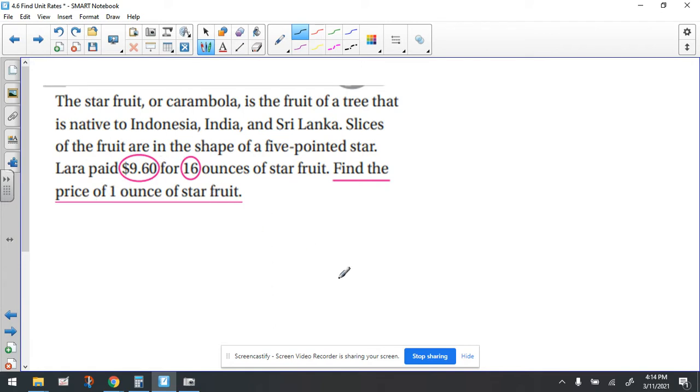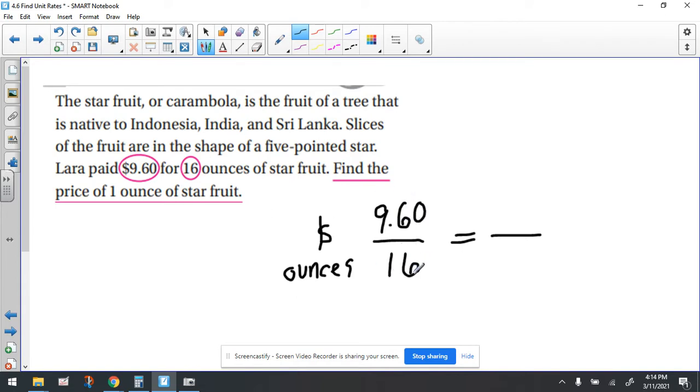Whenever you see these kinds of questions where we are looking for the unit rate, I'm going to suggest that we set up proportions. So we're talking about dollars and we're talking about ounces. So I'd like to always label the side. And how much money we're talking about? $9.60 for 16 ounces. Now we want to know how much is it? What's the dollar amount for 1 ounce? So here's our proportion.